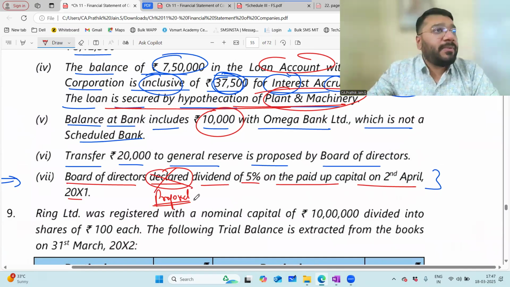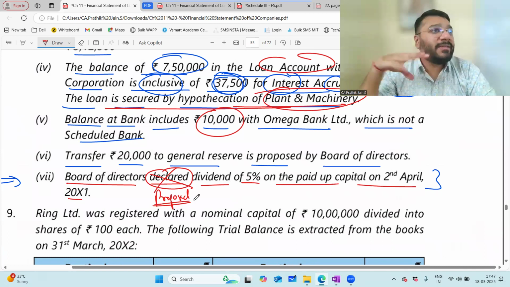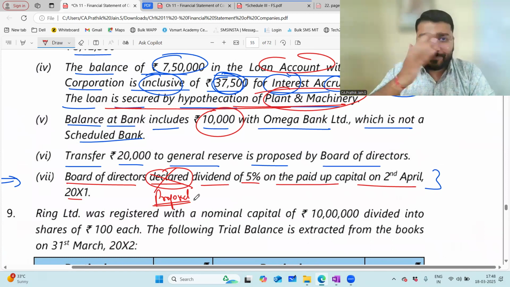Can we learn this concept? Though this concept is explained twice, once in 12 CBSE, once in CA Foundation, this is the third time I'm explaining, but I'll explain the same from basics. So you don't have to panic.